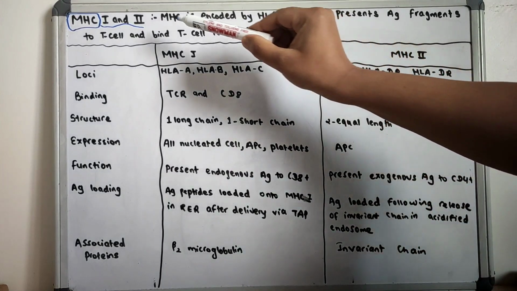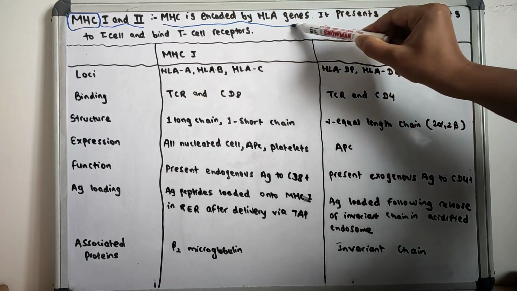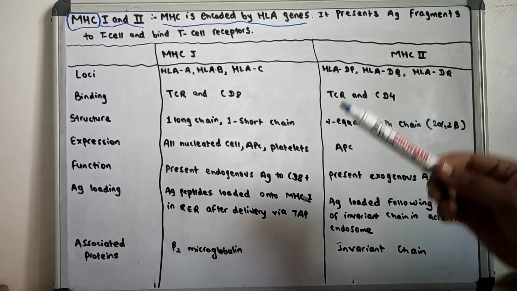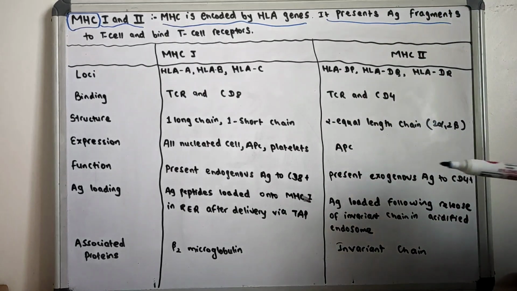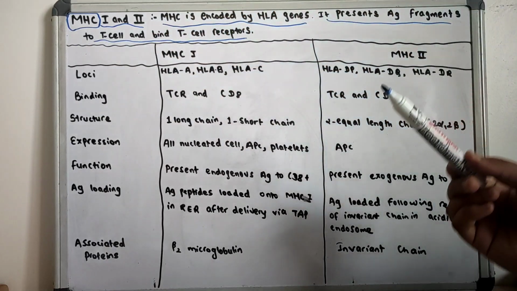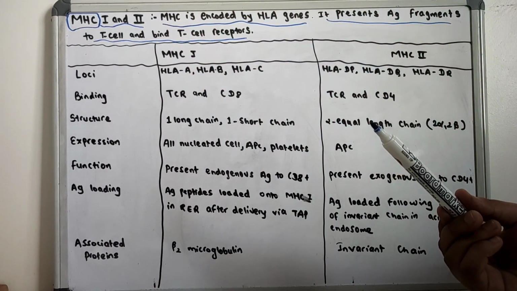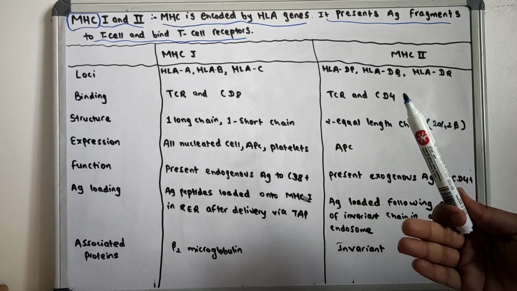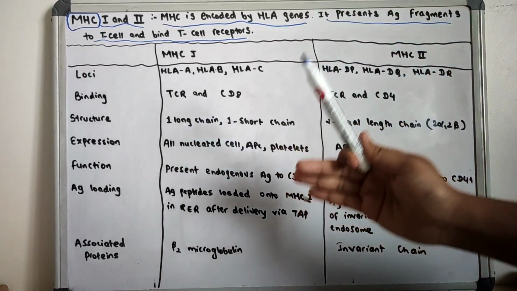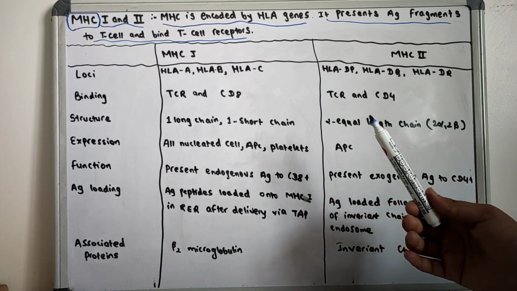So MHC is encoded by HLA gene. The HLA stands for human leukocyte antigen. The MHC represents antigen fragments to T cells, and it binds T cell receptor. So now let us discuss MHC1 and MHC2 molecule by comparing them side by side.